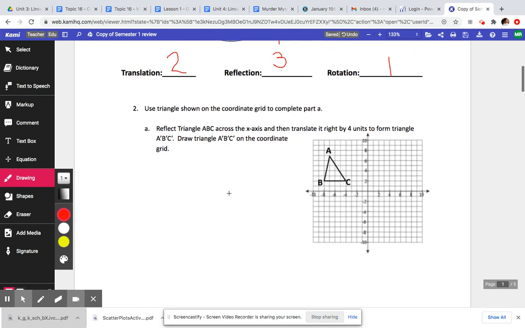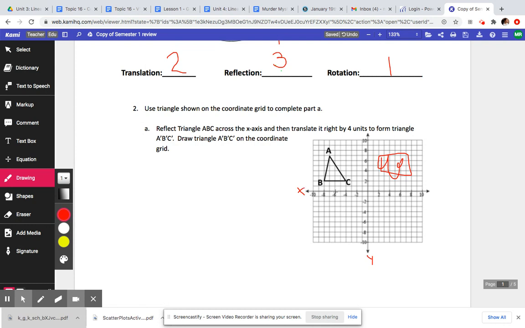All right, let's keep going. Number 2, use triangle ABC shown on the coordinate grid to complete part A. It says reflect triangle ABC across the x-axis. So we're crossing the x-axis, not the y-axis, and your new shape should not come over in this space here. We're reflecting it across the x-axis, and then translate it 4 units to the right to form your new A prime, B prime, C prime triangle. So let's go ahead and do that.